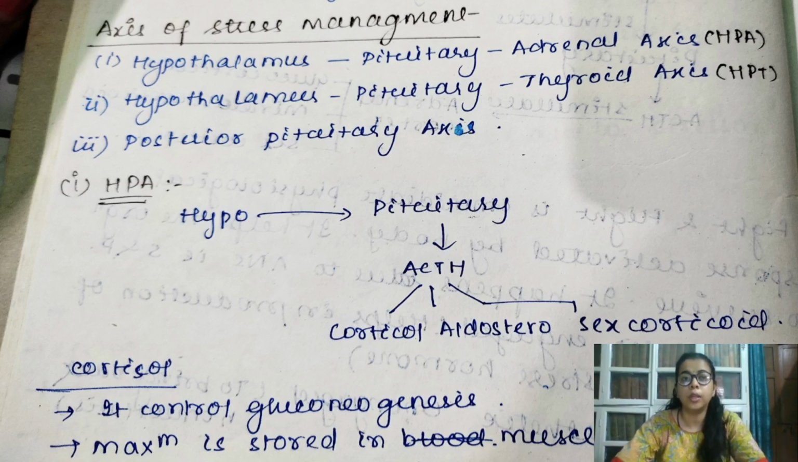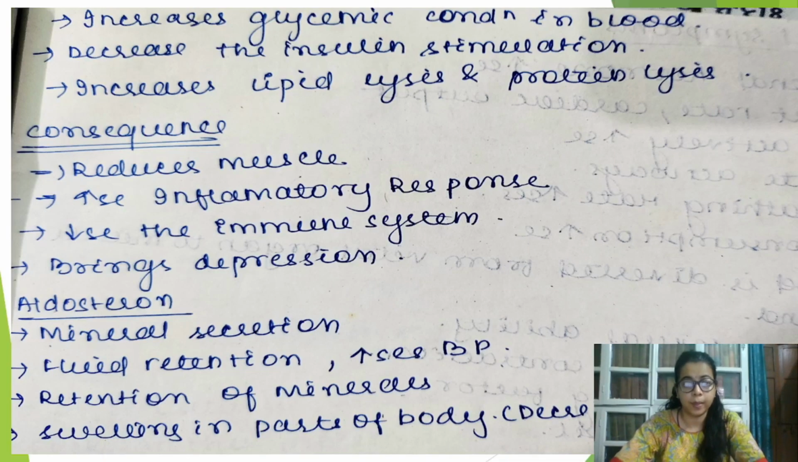Cortisol controls gluconeogenesis activity. What is gluconeogenesis? Basically, the formation of glucose from non-carbohydrate sources, say from fat, protein, or some other substance like pyruvate, is known as gluconeogenesis. Then this glucose will be stored in our muscle, and this will result in an increase in the glycemic condition. Glycemic condition, you know very well, means the glucose level will increase in our body.